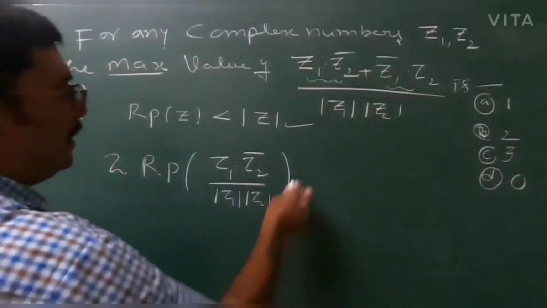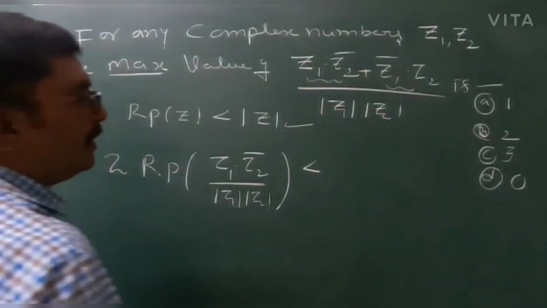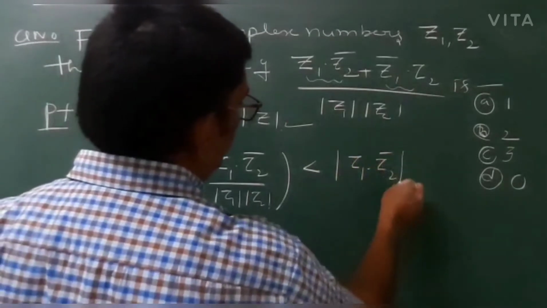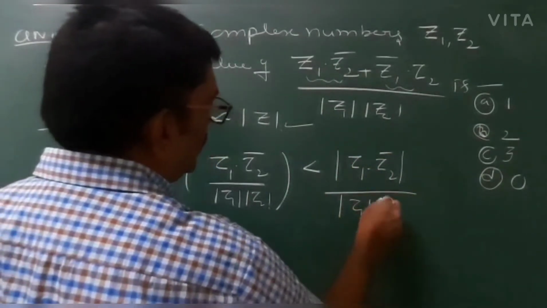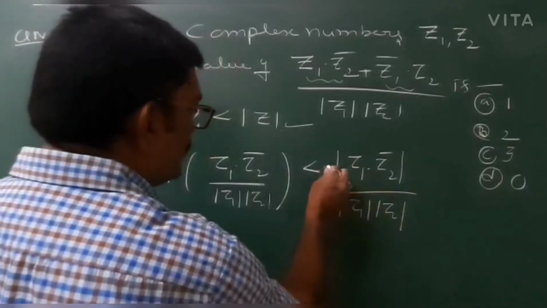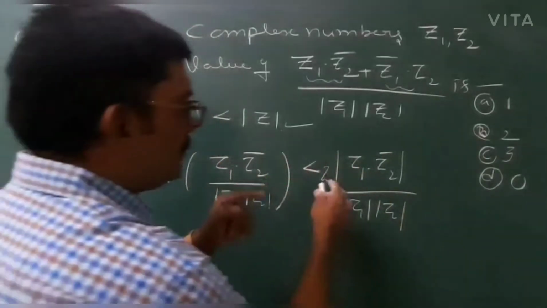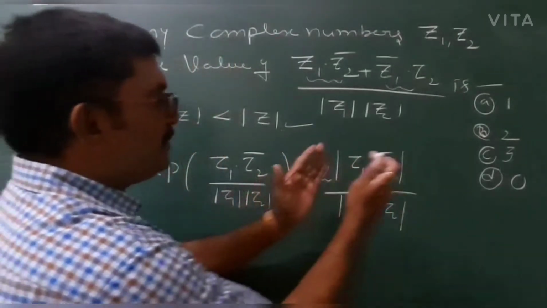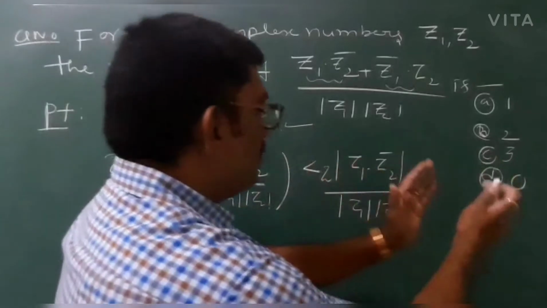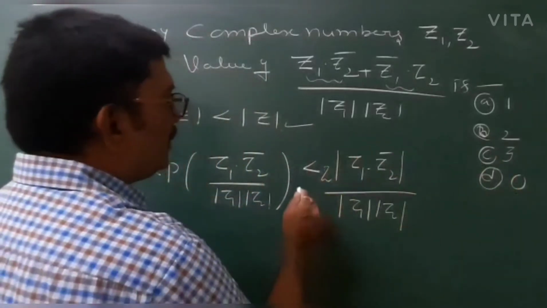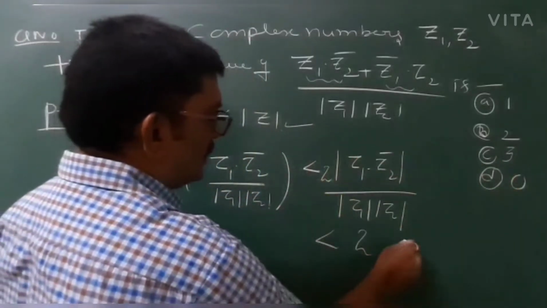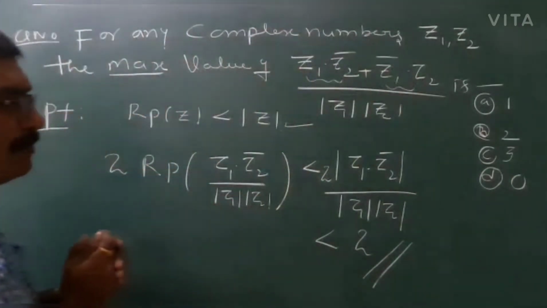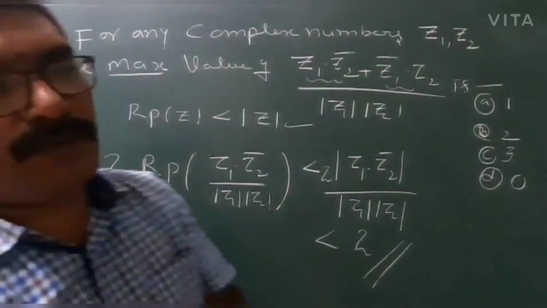Another complex number is always less than, that is, modulus of z1 z2 bar upon mod z1 into mod z2. That is 2 times, because here 2 times is carried out. So therefore, mod z1 into mod z2, modulus of z1 z2 bar, mod z1 into mod z2, both are same, get cancelled. Therefore, the answer is what? 2. Hence, the maximum value of this complex number is given to be what? 2. Yes.